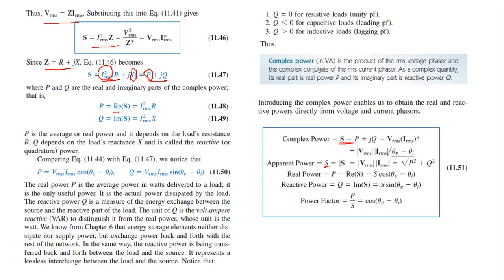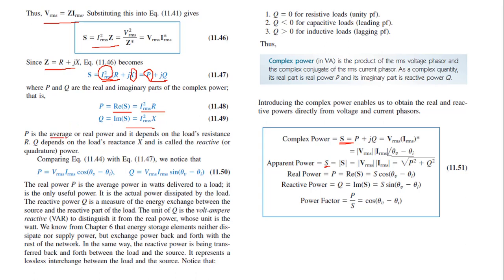P is the real part of S. What is the real part of S? Irms squared into R. So this is the real part of S. And Q is the imaginary part of S. Imaginary part of S is Irms squared into X.